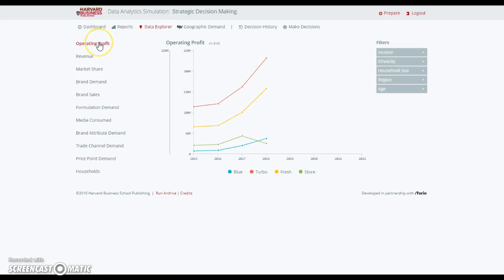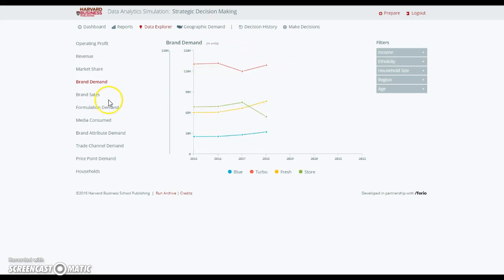The other analytics you can use would be the Data Explorer. And there's a whole range of data that you can look at. You have, of course, your operating profit, which you can see for yourself, Blue, and for your competitors. You can see the revenue splits. You can see market shares, how that develops. You can see brand demand, how much demand there is for the different types of products.